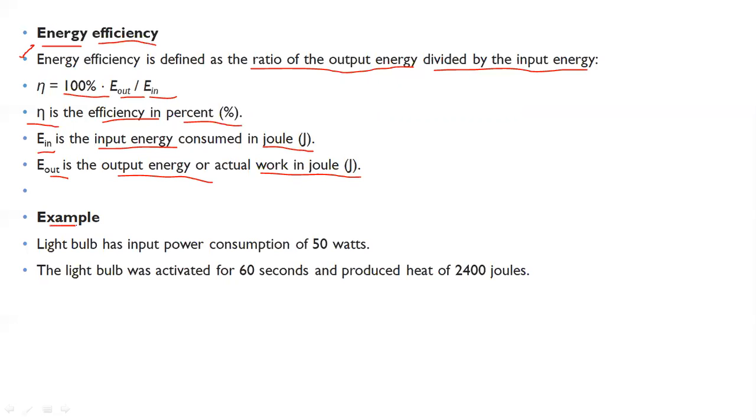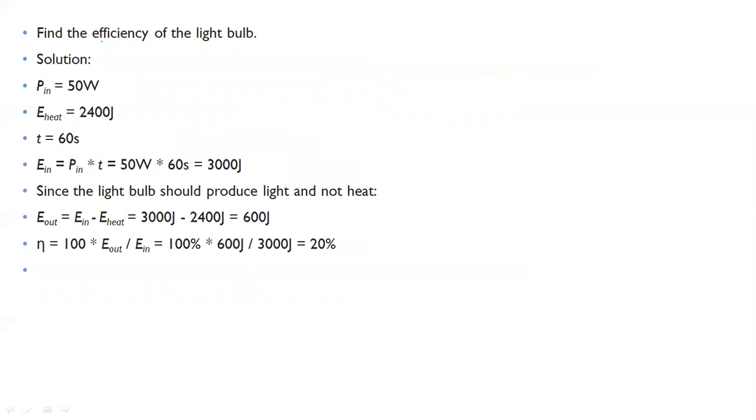So, example. We will work out a small example to illustrate the above. A light bulb has an input consumption of 50 watts. The light bulb was activated for 60 seconds and produced a heat of 2400 joules. So find the efficiency. Power input is given as 50 watts as it is. P in is equal to 50 watts. E output is given as 2400 joules. t is equal to 60 seconds.